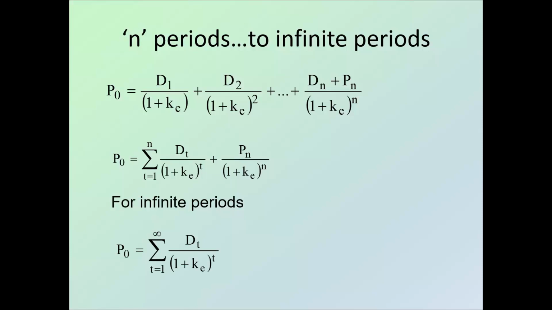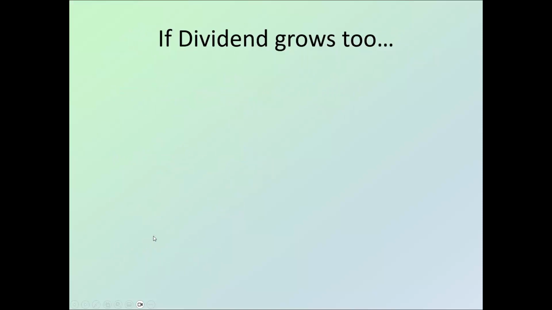So there we go. The sum for t equals 1 through infinity of Dt divided by 1 plus rate Ke to the power of t, t going from 1 through infinity. That is the price today.